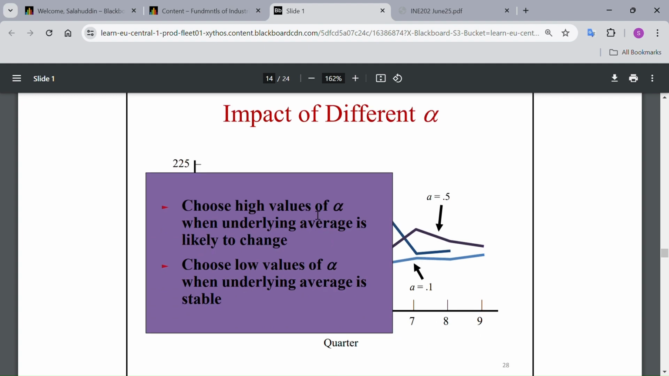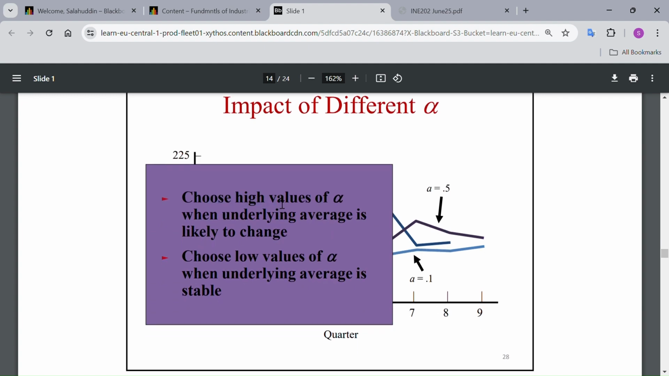So, continuing, as we said, we choose higher values when the underlying average is likely to change, so we have an upward trend or a downward trend, and we choose lower values when the average is stable.